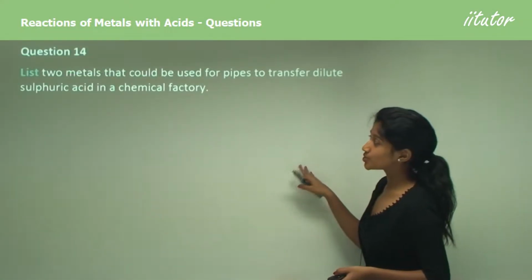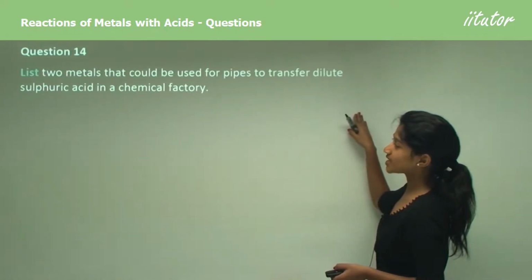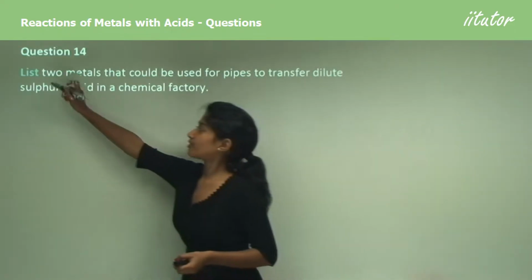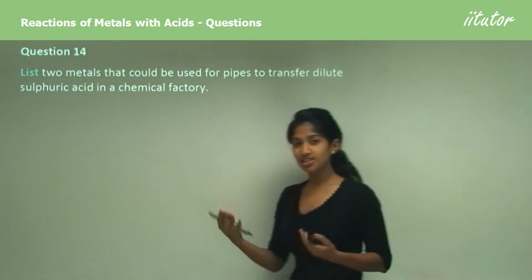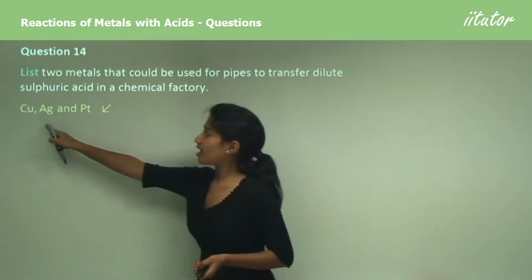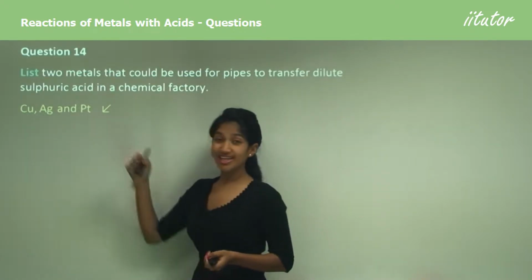It says to list two metals that could be used for pipes to transfer dilute sulphuric acid in a chemical factory. Now note the word list. When you're listing, you just name it or identify it. We have copper, silver and platinum. Now they're written in their chemical formulas.